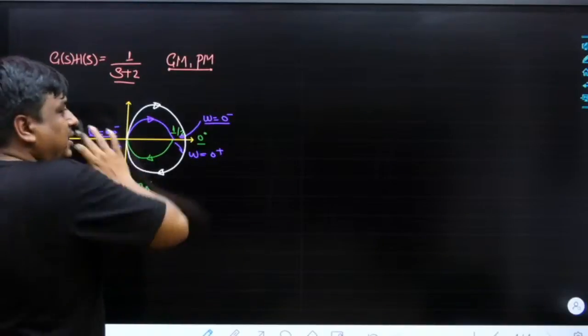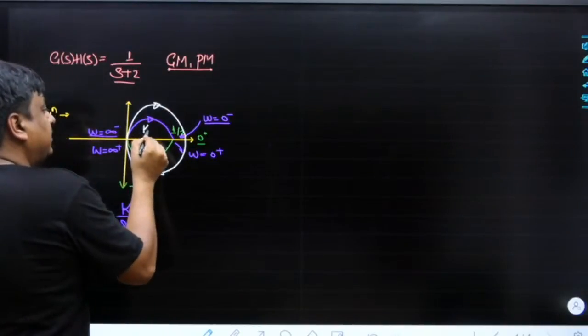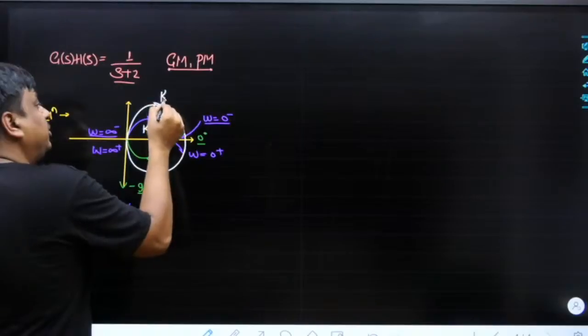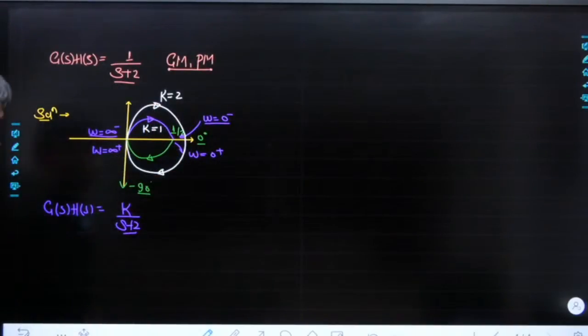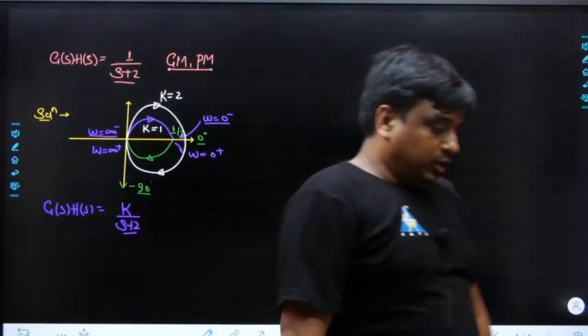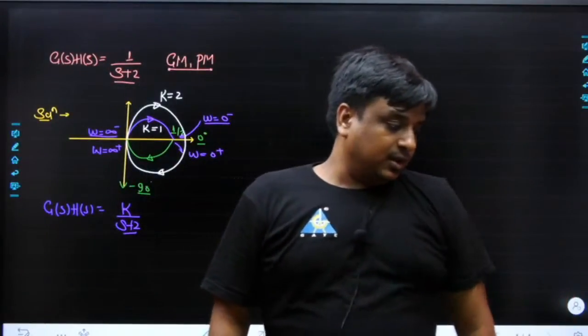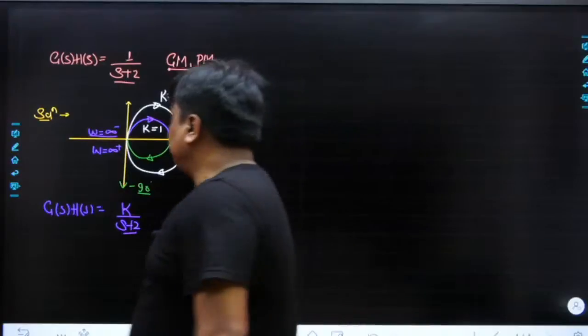But what happens as the value of K keeps increasing? Let's take here K was 1, here K was 2, then K was 3, 4, 5, 6. All of the Nyquist plot is going to be towards the right hand side only. Agreed with what I'm saying? So one thing is quite sure.